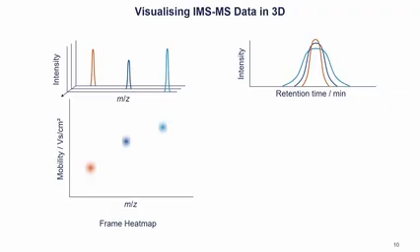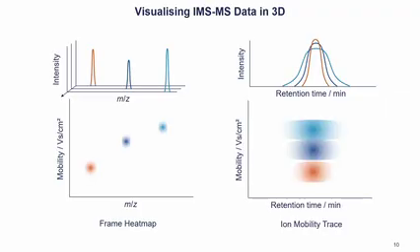This is what we call a frame. So when we show that in 2D, mass over the mobility, it's called a frame heat map. Now, if we take the chromatographic dimension and we plot that against the mobility, we get a different type of trace, again in 2D with the colors indicating the intensity. And this is what we call the ion mobility trace. So here we have no mass dimension on the right side. So these molecules might actually have different mass, but we show them separated by the mobility.